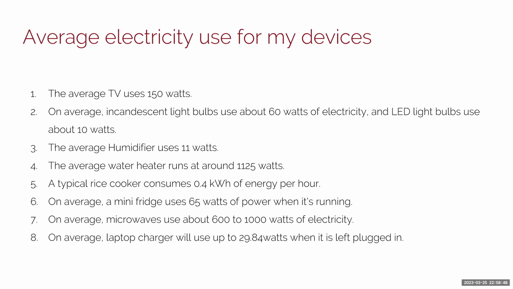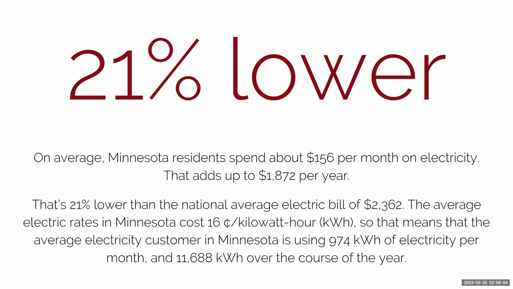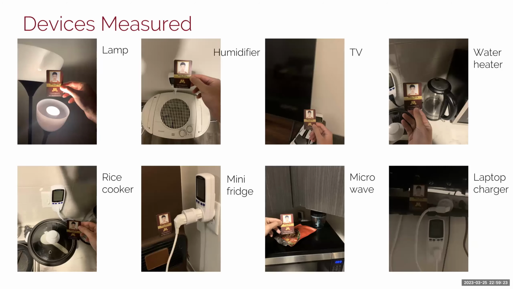apartment. So for the average electricity used by my devices, I did the research, and these are the 8 different devices I used, at the average level. The other thing I researched is that on average, Minnesota residents spend about 21% lower than the national average for the electric bill. And those are all the devices I measured.